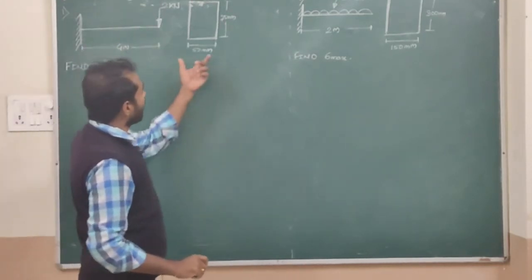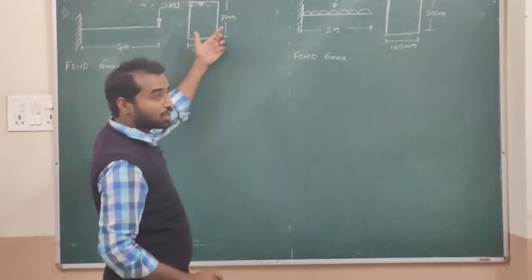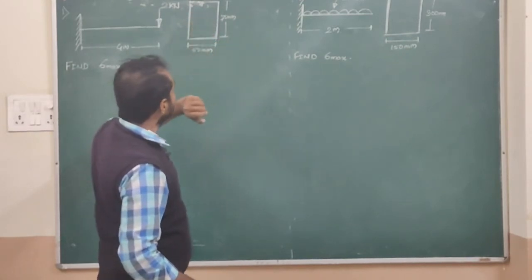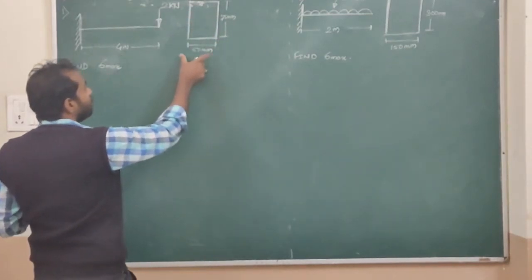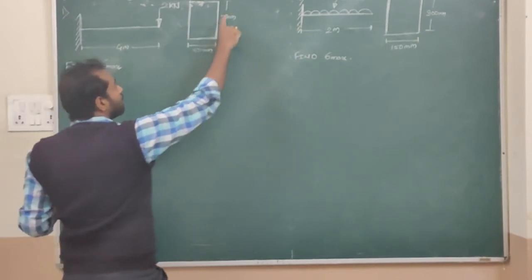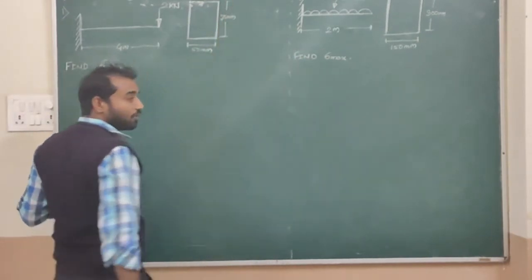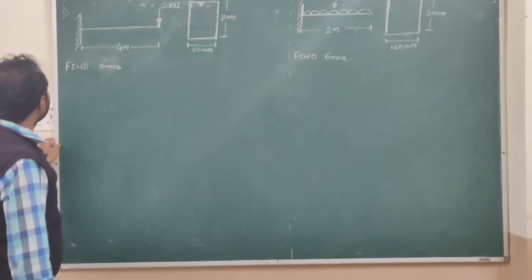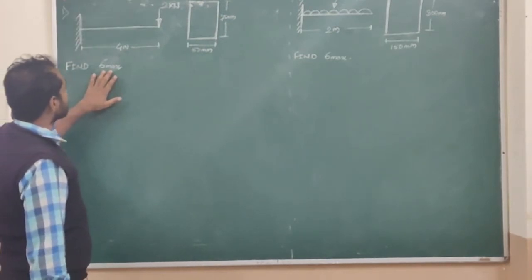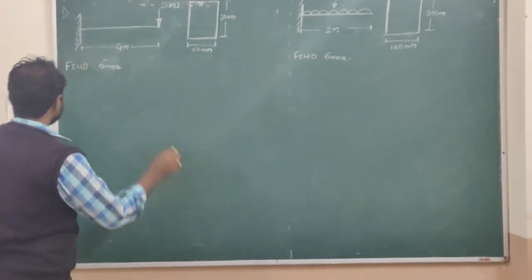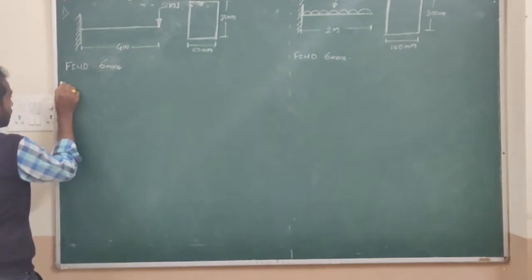Okay. So the dimension for our beam is given. This is basically a rectangular beam, and for this rectangular beam width is given of 50 mm, depth is given of 75 mm. We need to find out the maximum stresses in this case. Okay, so first of all we will write what is given in this numerical.